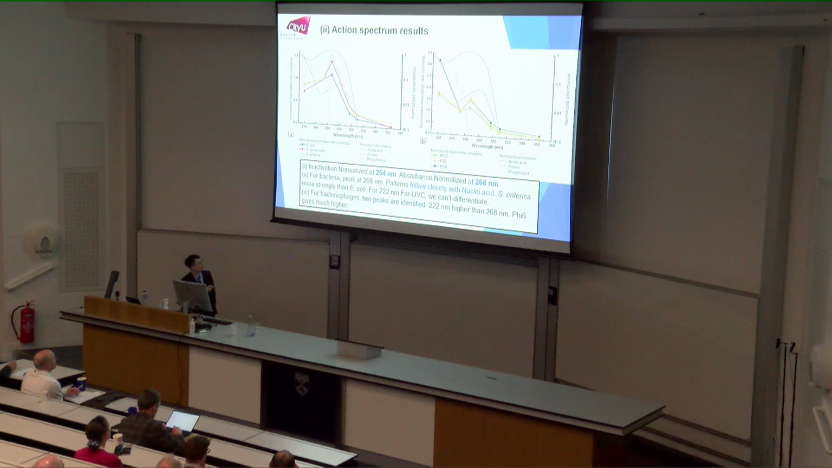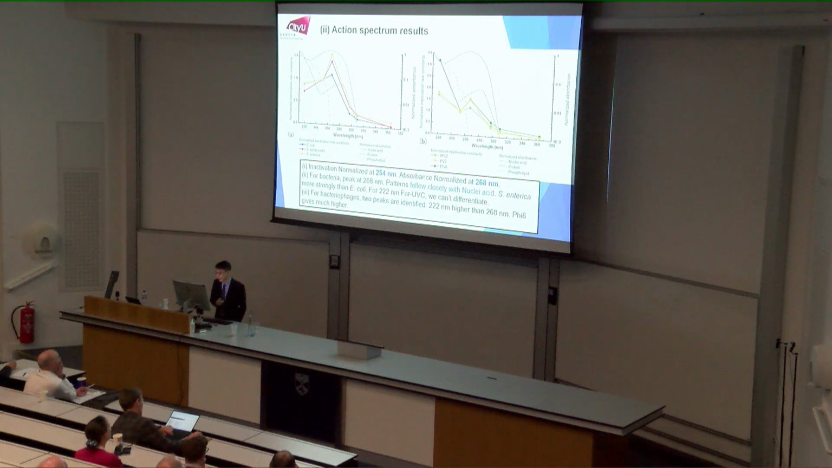For the bacteria, the peak is at 268, you can see here, peak at 268. And the pattern follows closely with the nucleic acid. We all know that for the UVC, at 254 and 268, they mainly kill the DNA. So that's why it's higher here, very high here.